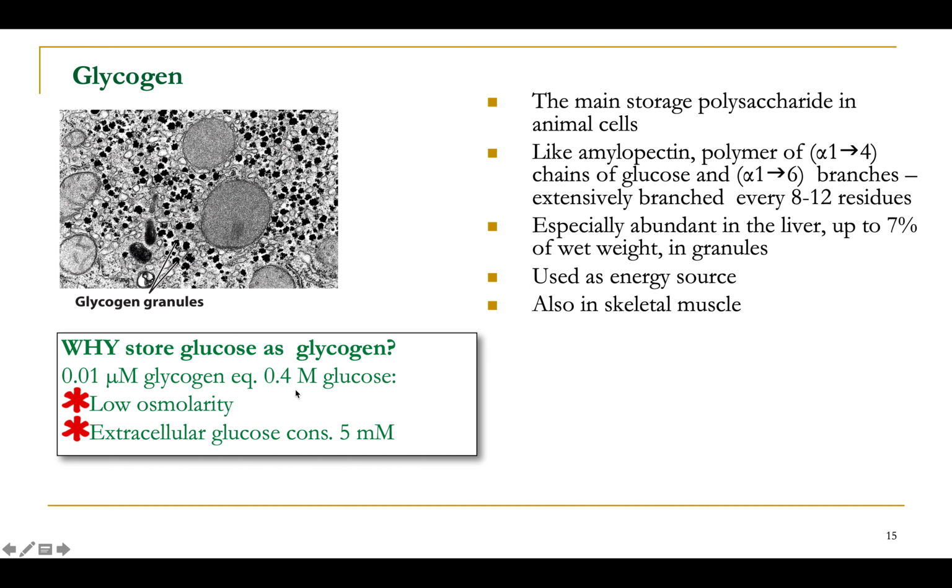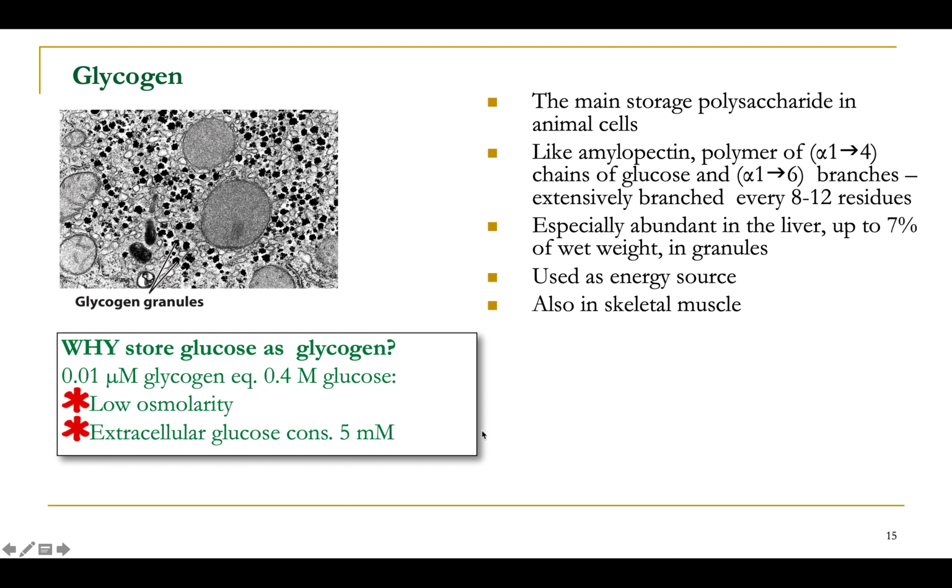First is low osmolarity. If one would calculate the osmolarity of 7% glycogen stored in the liver, it would correspond to approximately 1/100th of a micromole, which is minute. However, if one could convert all this glycogen into glucose monomers, it would give approximately 4 mole of glucose, which would be huge osmolarity, create huge osmotic pressure and would burst the cell.